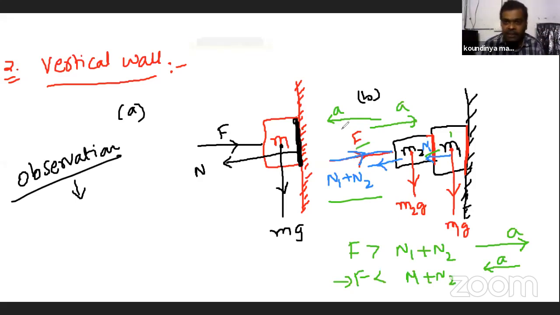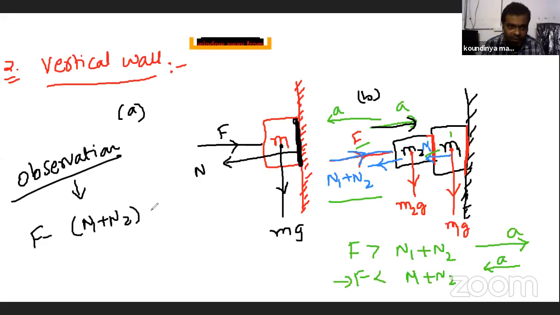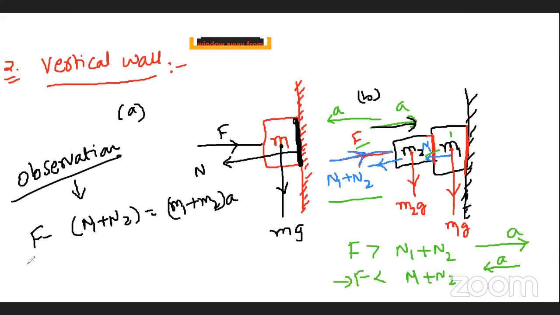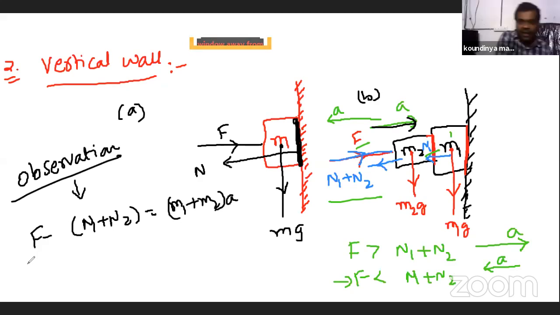Okay, fine. So here what I can write is, whenever the acceleration is towards the wall, F minus (n1 plus n2) is equal to (m1 plus m2) into a. Can I write? Yes, sir. For m1, individually, I can write for n1 and n2.